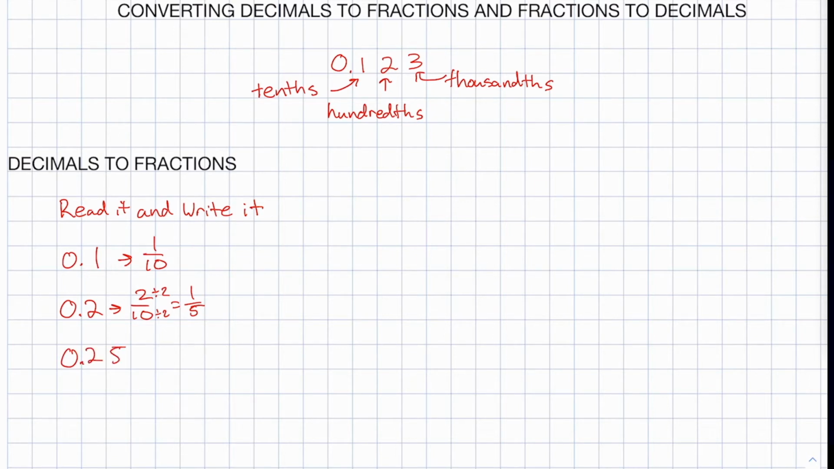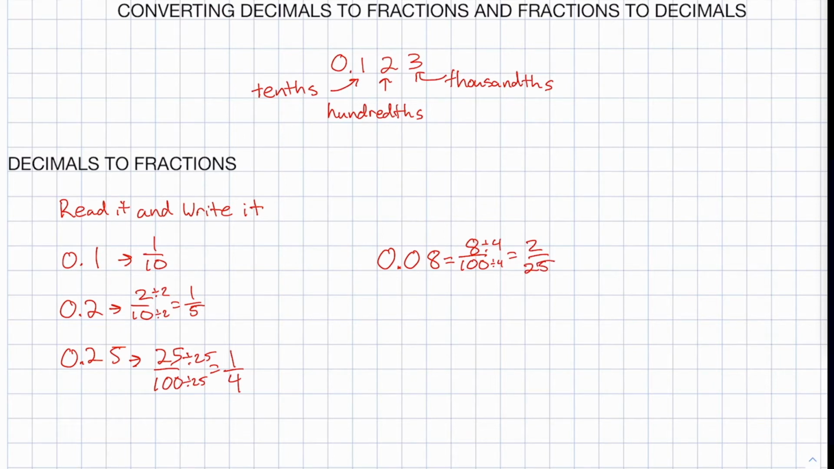If I had something like 0.25, again, that's 2 digits after the decimal, so we're talking hundredths, so that's 25 hundredths. So again, if I can just read it, 25 100ths. And then, of course, I have to always simplify, and I get 1/4, right? So pretty straightforward. Let's do a couple more. If I had something like 0.08, again, that 8 is in the hundredths place, so we could say that is equal to 8 100ths, and then always simplify. That gives us 2/25.